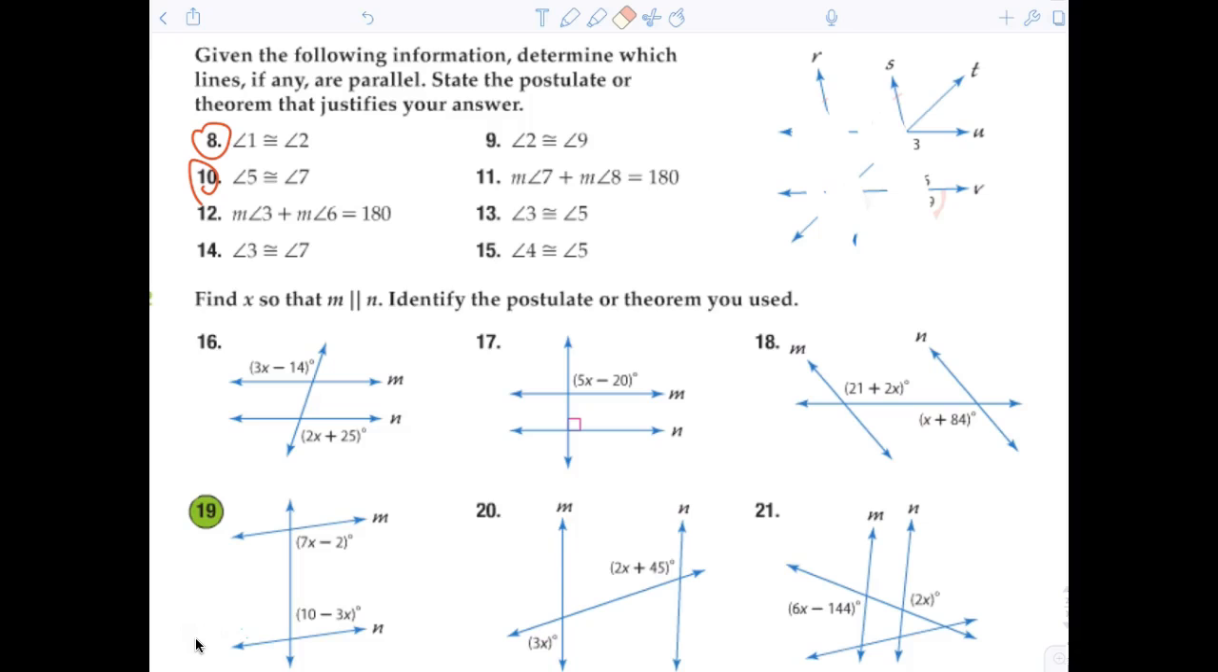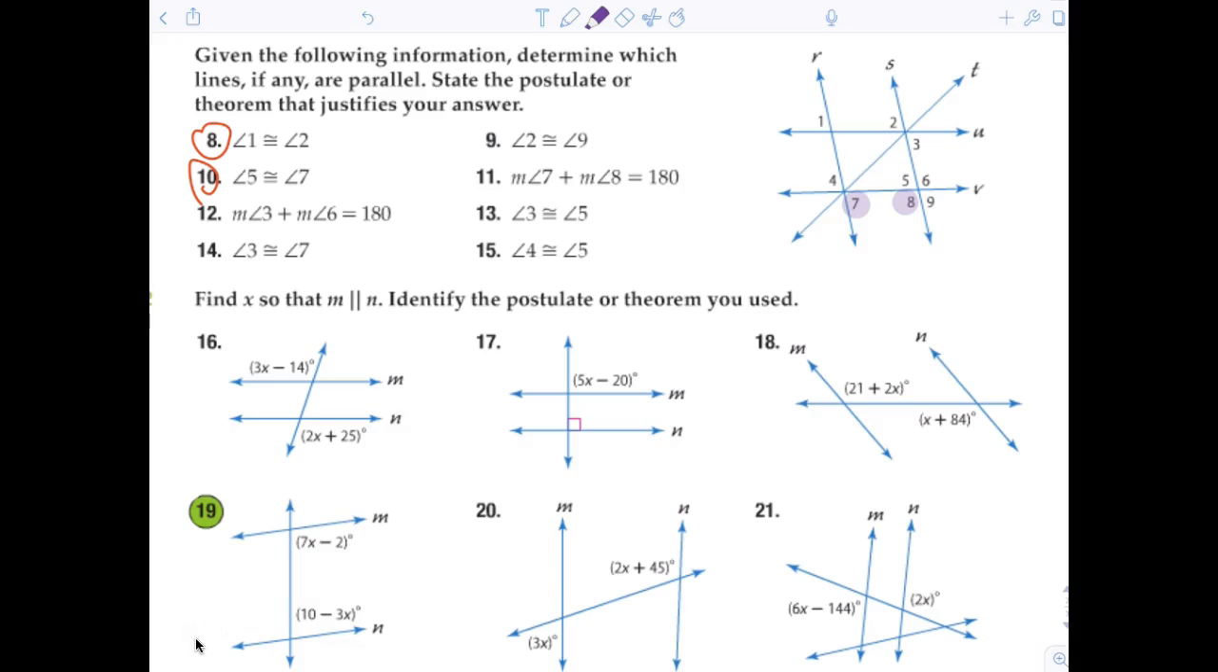As soon as we say something adds up to 180, we should automatically know that it's what? Supplementary. So if 7 is supplementary to 8, what are those angles called? Consecutive interior angles. And so what lines would be parallel? R and S. I'm happy with that. Would that be a postulate? No, that's a theorem. The only one that's a postulate is the what? Corresponding angle postulate. Everything else can be proven. All right, is that good?